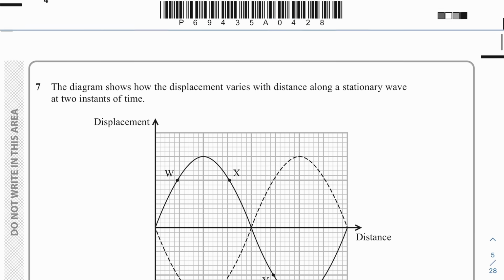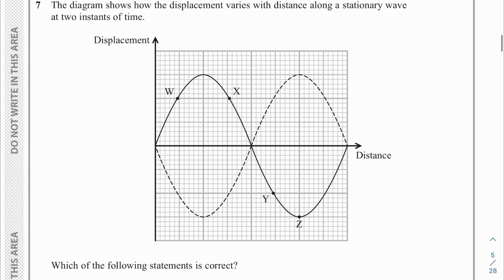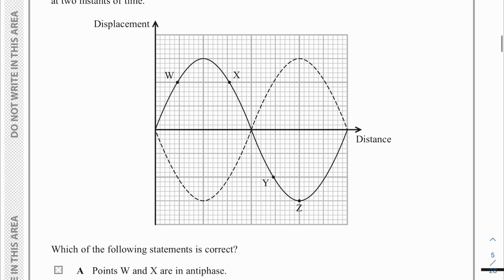Moving on to question number 7. The diagram shows how the displacement varies with distance along a stationary wire at two instances of time. So this is the displacement given to us. We have a node, then another node, and then over here. Which of the following statements are correct?